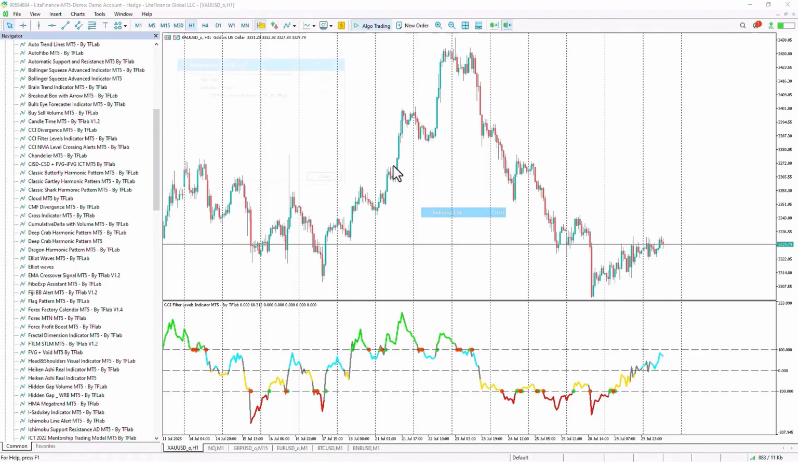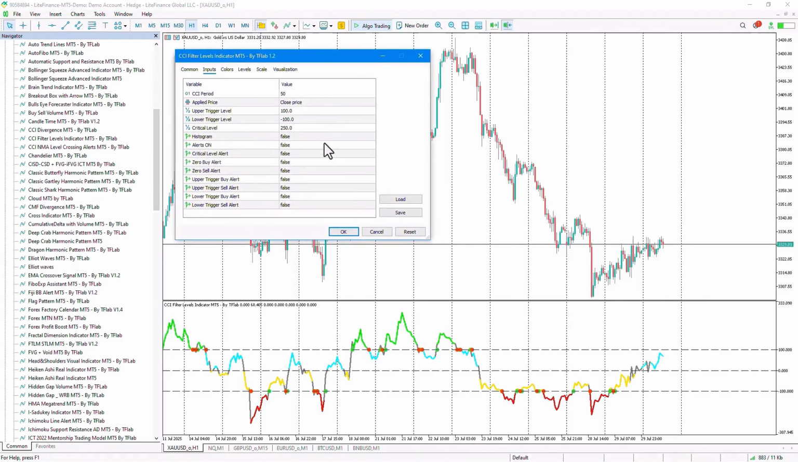In the Settings section, under the Input tab, there are options available for us. In the first input, we can specify the calculation period for the CCI, which is set to 50 by default. In the next input, we can determine the price calculation type, choosing from options such as close price, open price, high price, low price, median price, typical price, and finally, weighted price. In the next two inputs, we can specify the positive trigger level and the negative trigger level, which by default are set to positive 100 and negative 100.